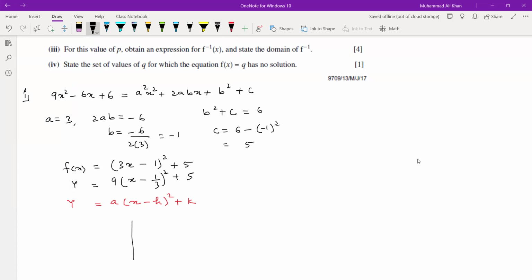So I'm making the curve. The value of h is 1 upon 3, the value of k is 5. Here is the turning point, so the curve is intersecting the y-axis at 6, the constant of the equation. This is c, the y-intercept. Are you clear up to this?